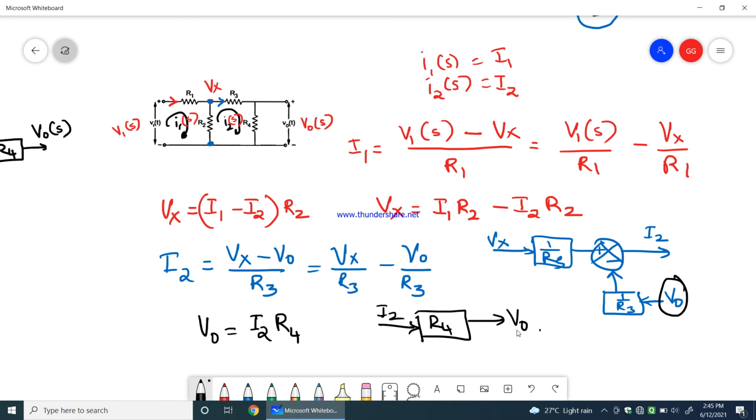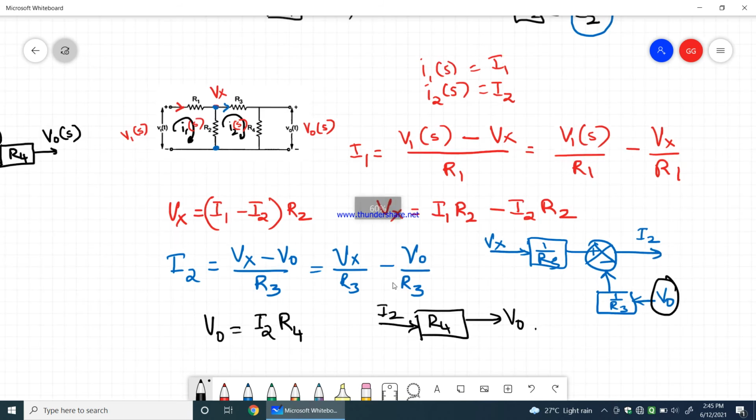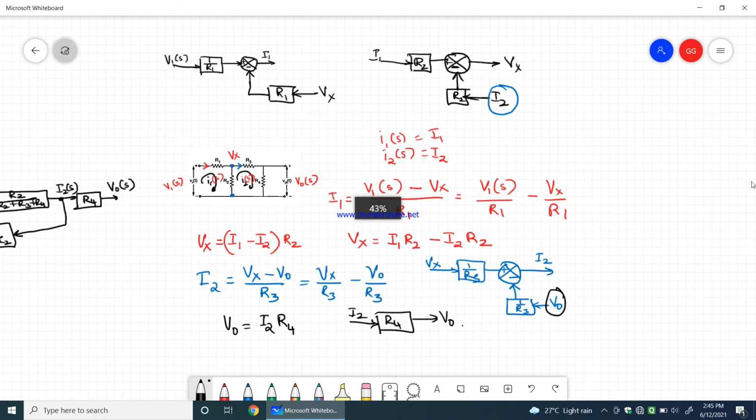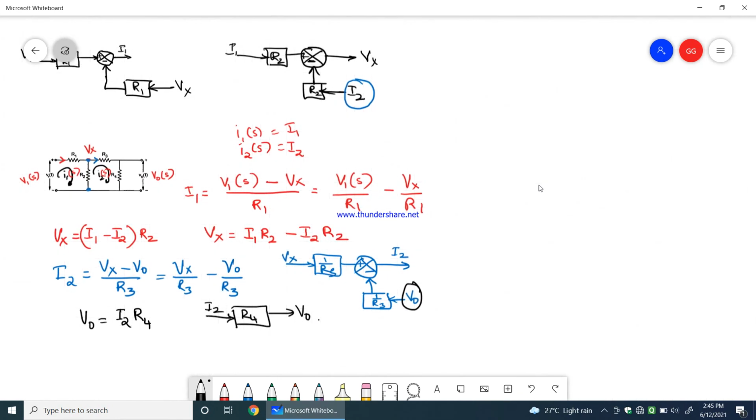Now we will try to connect these 4 blocks step by step. Okay, so we'll see that now. So I am using those 4 blocks here to connect them step by step. The first one is always V1 of S given to 1 over R1, and it's coming out to a summing point where I have another R1, which is coming to Vx. We'll take the point for Vx later.